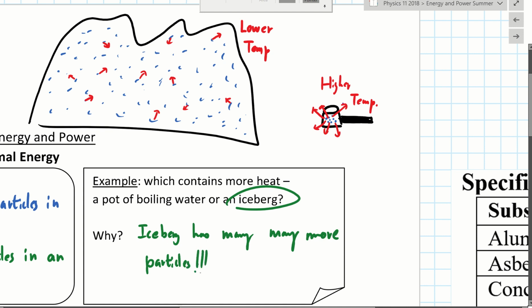Usually the objects that are bigger, for example an elephant versus me, a human. Who has more thermal energy? Most likely the elephant, right? But if you take two items that are similar in size, then it's really hard to say.